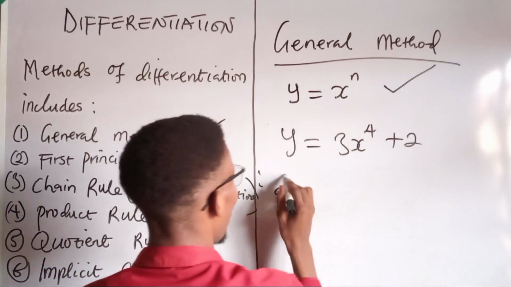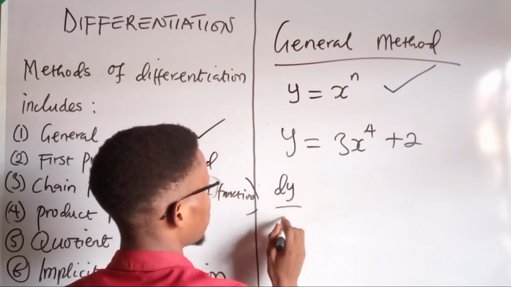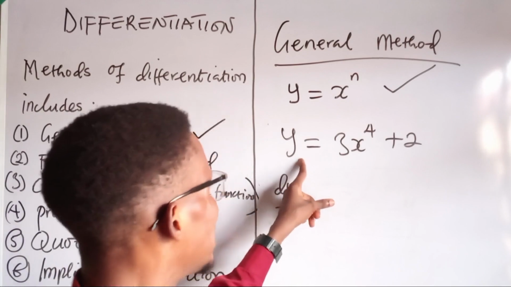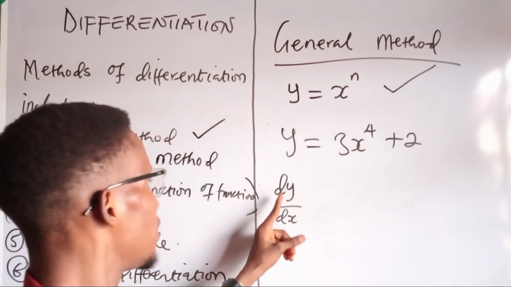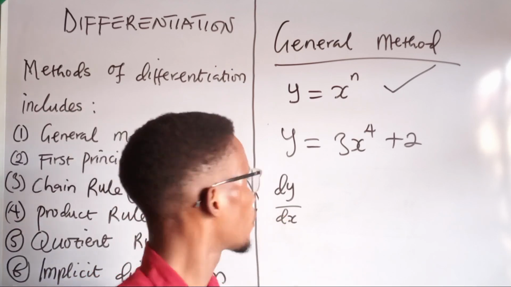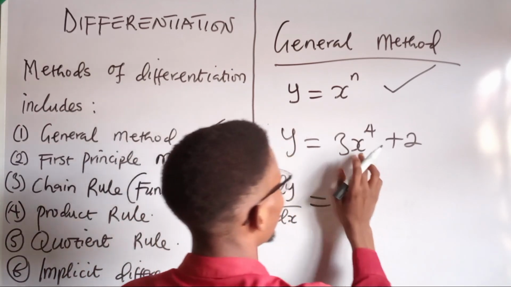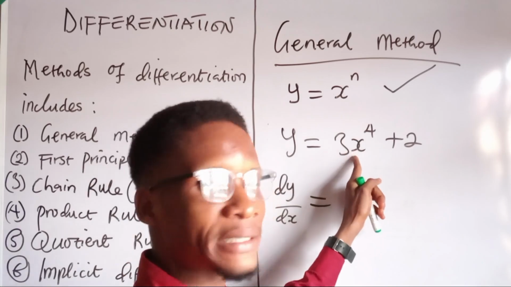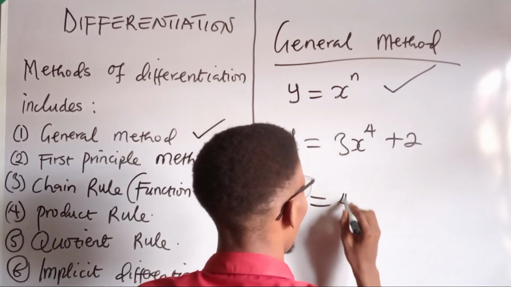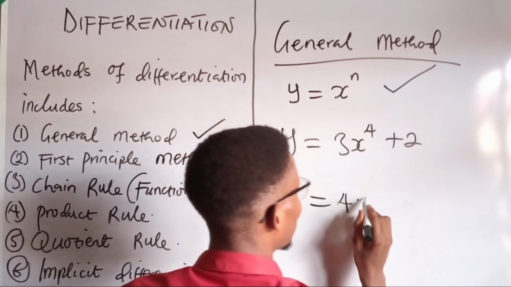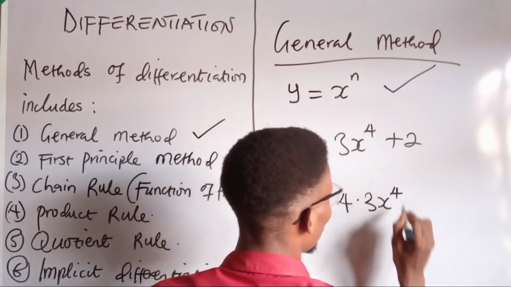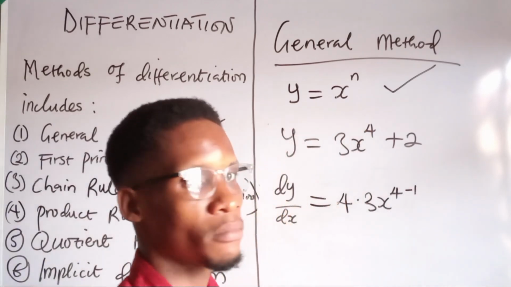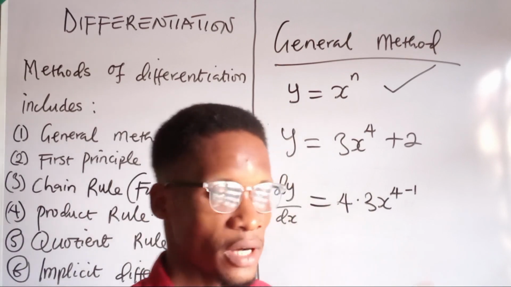Can I say dy over dx? That means differentiation of y with respect to x. That is dy over dx equals 3x raised to power 4. So 4 will come down to multiply 3. So it will now be 4 multiplied by 3x raised to power 4, which is what is there. Then 1 must be subtracted from the power, and that's what you have.